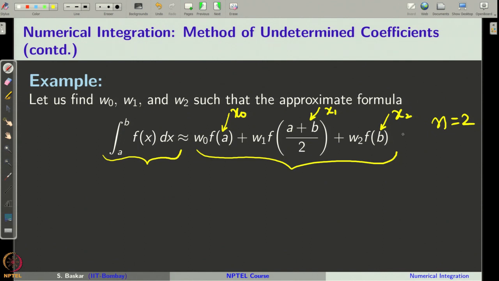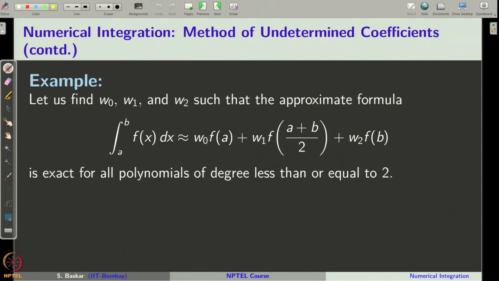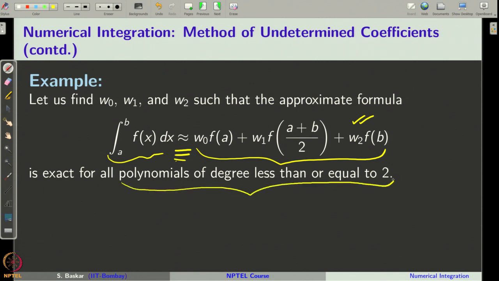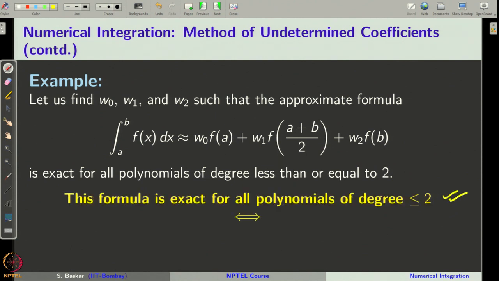Now, instead of going for the method of interpolating polynomials, now we will go with the method of undetermined coefficients and try to get these weights w naught, w 1, w 2 by imposing the condition that this will give you the exact value to this integral, that is, this will be exactly equal to the right hand side if this function f happens to be a polynomial of degree less than or equal to 2. So, this is the condition that we will impose.